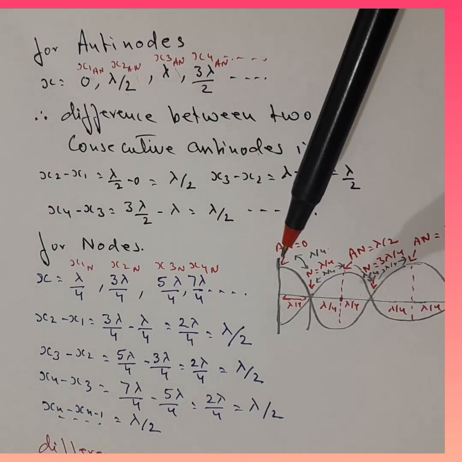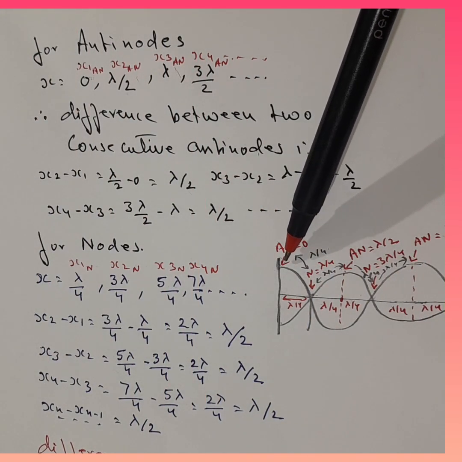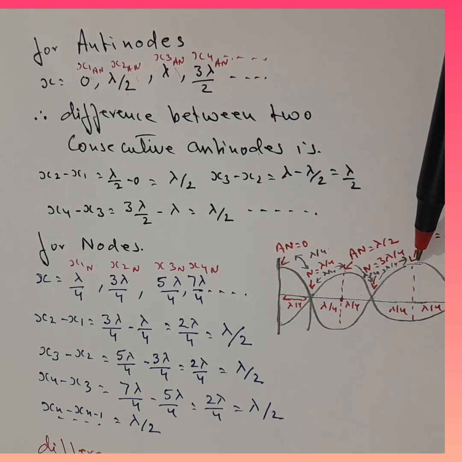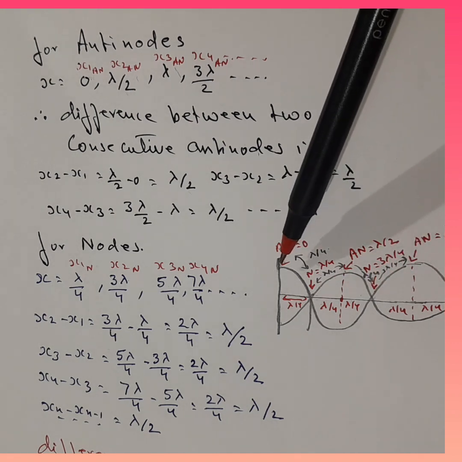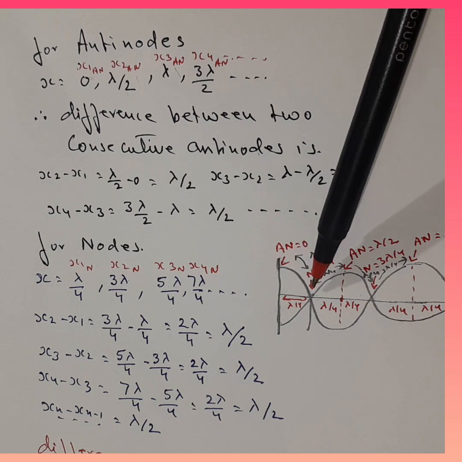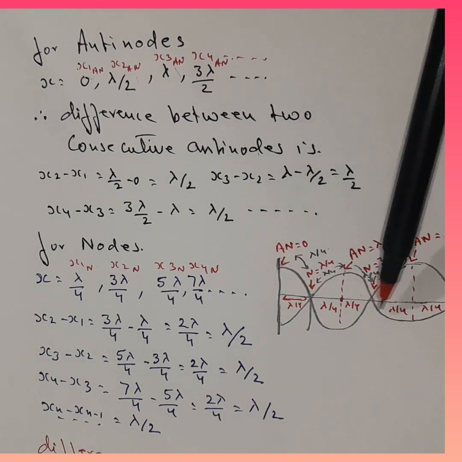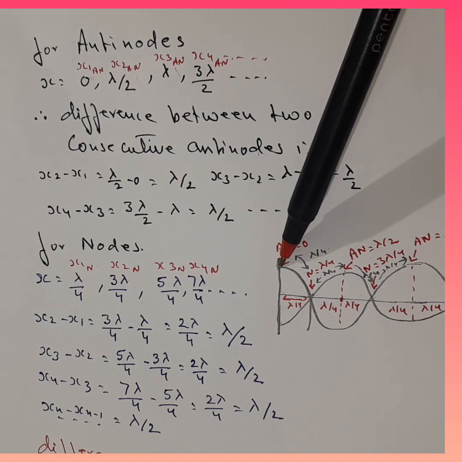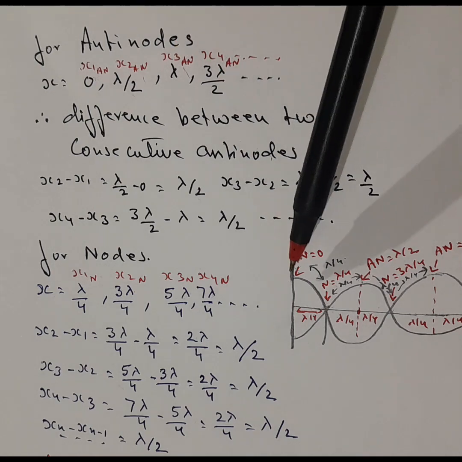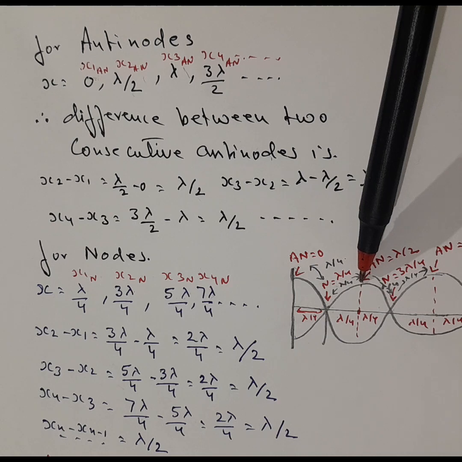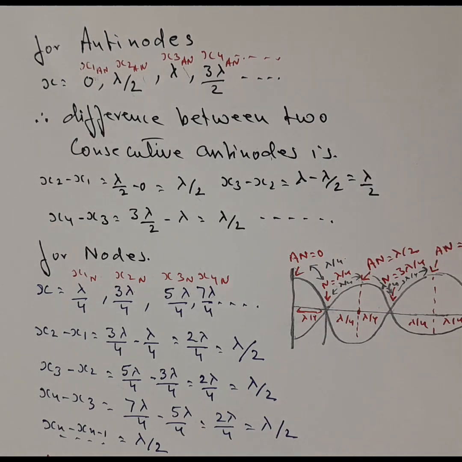Let's now try and understand the distance between two consecutive antinodes, the distance between two consecutive nodes, and also the difference between consecutive antinode and node. Since it's a cos curve, it starts from here and it begins with an antinode. We already found out for an antinode, x1, x2, x3 were 0, lambda by 2, lambda, and later on, if we go for another one, that would be 3 lambda by 2. So that's what we already found out.